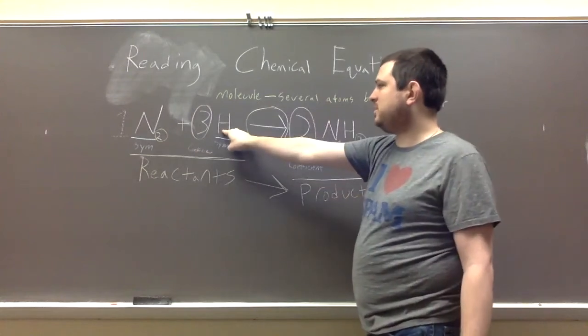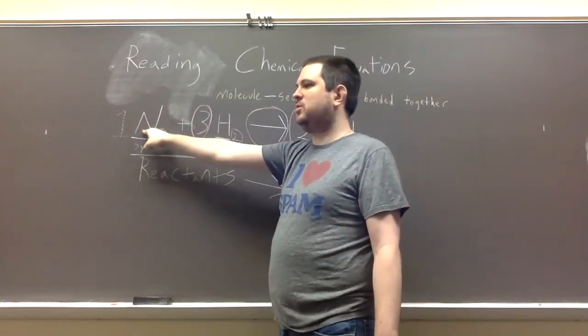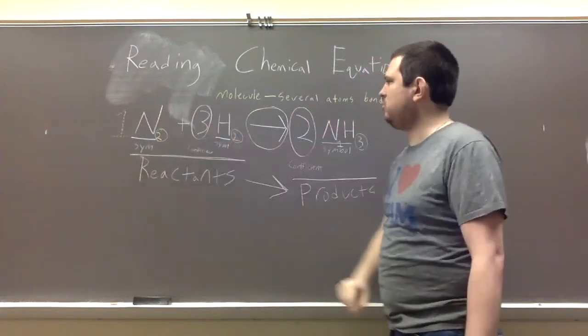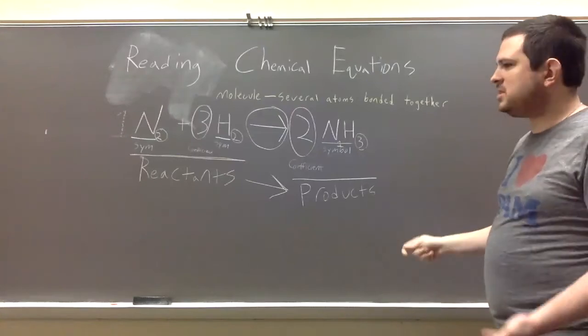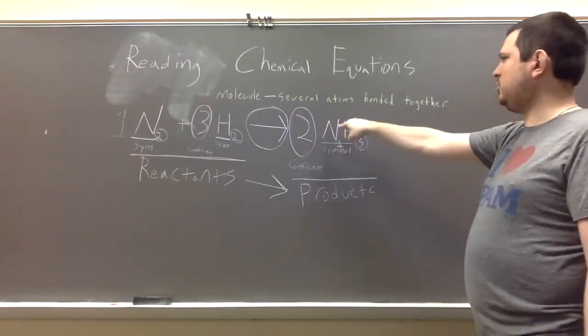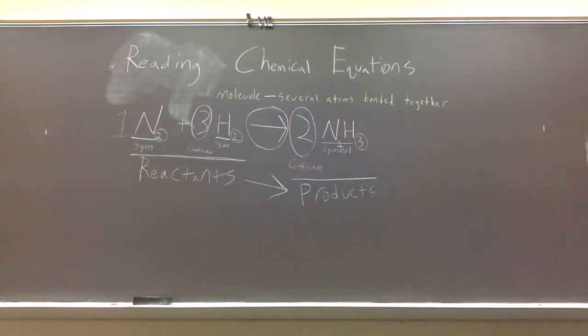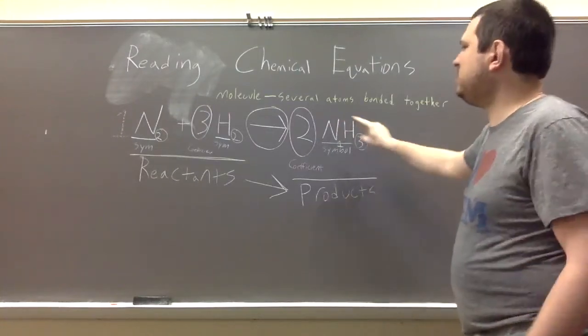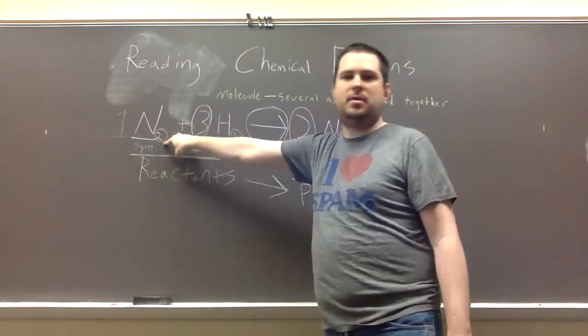Sometimes they'll bond with themselves. It could be 2 nitrogen bonding with each other or 2 hydrogen bonding with each other. Most of the time, however, you will get different elements. And one of these is a molecule. And this number tells you how many atoms are in each molecule.